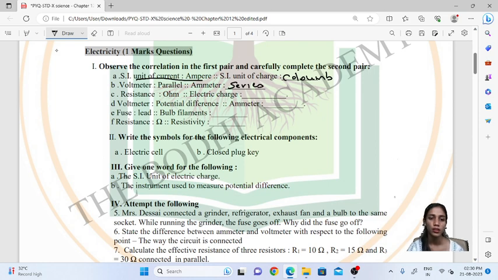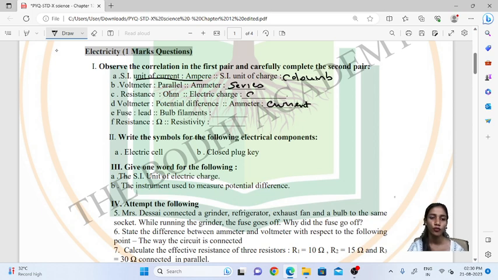Now the third one, resistance is given as ohm. This means that they are talking about the SI unit of resistance, which is ohm. Now what will be the SI unit of electric charge? We know that it is coulomb. Now voltmeter is used to measure the potential difference, and ammeter is used to measure the current.